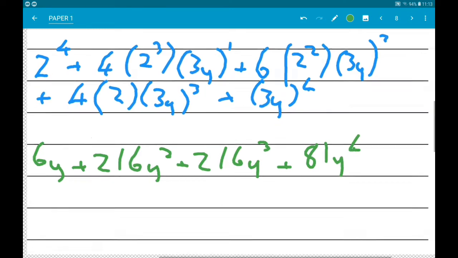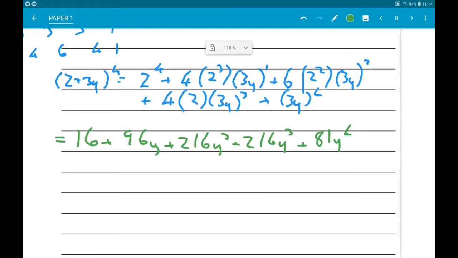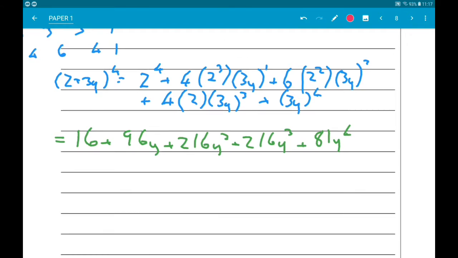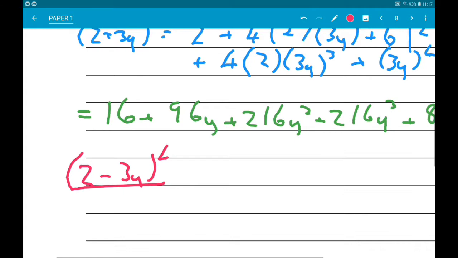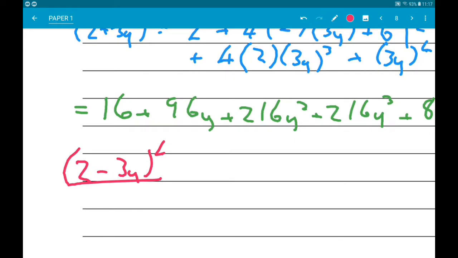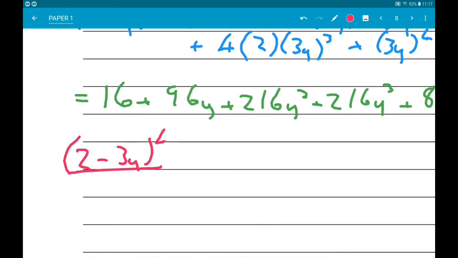So that is the expansion of 2 add 3y to the power 4. Now we need to do exactly the same, but with 2 minus 3y to the power 4. Okay, so it's going to be very similar. There's just going to be some negatives. So the first term is going to be the same, so 2 to the power 4.